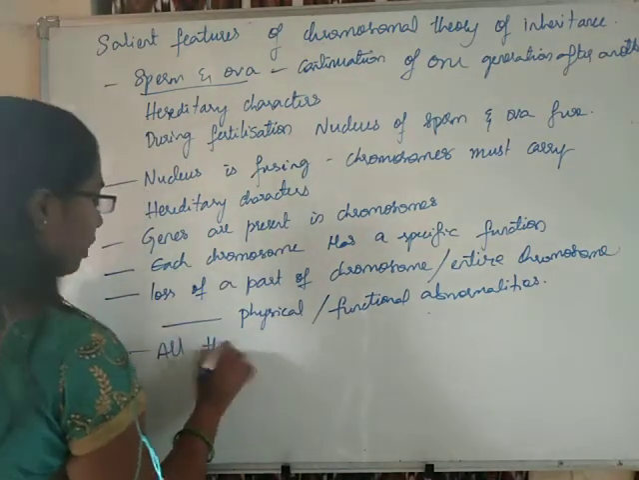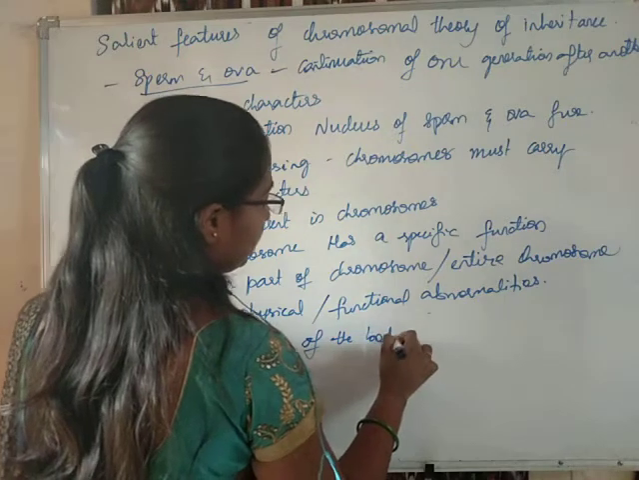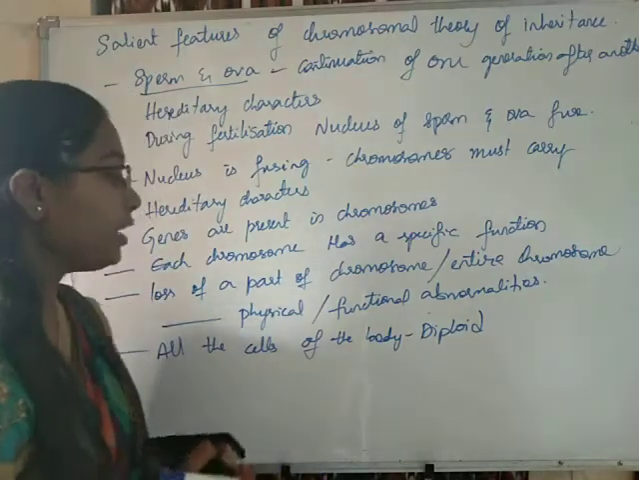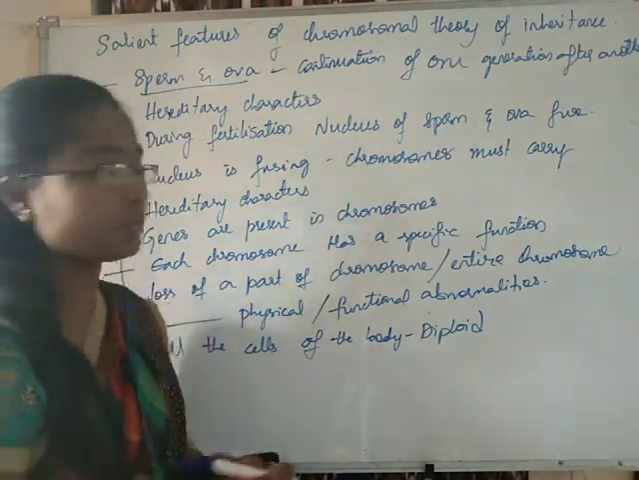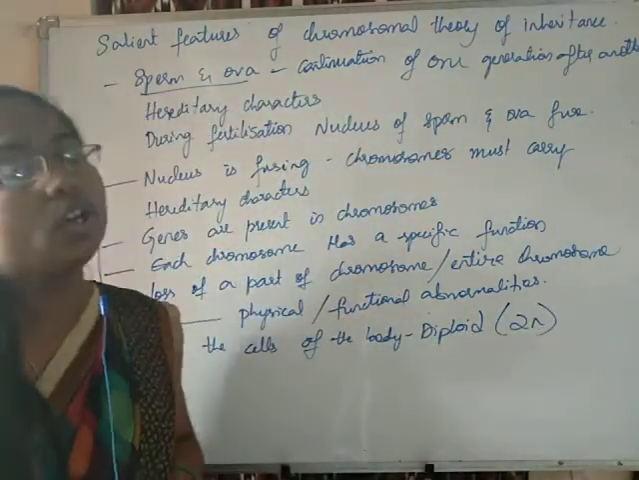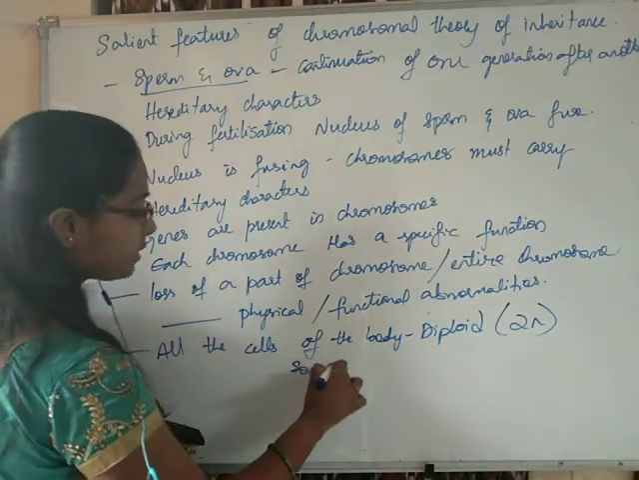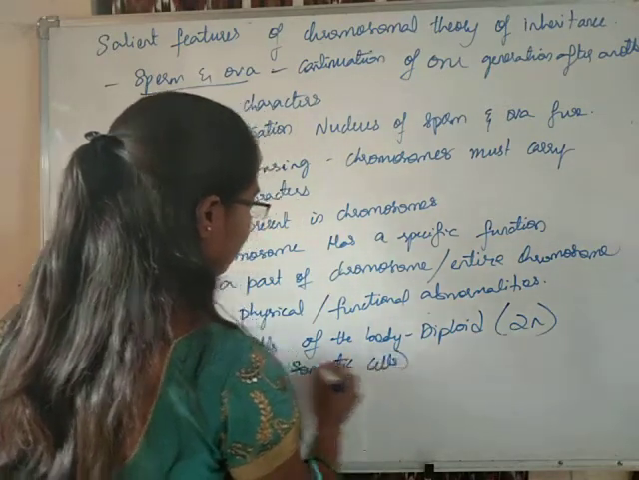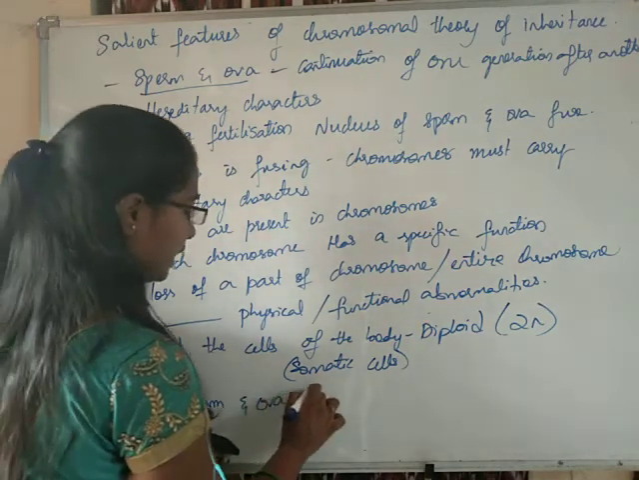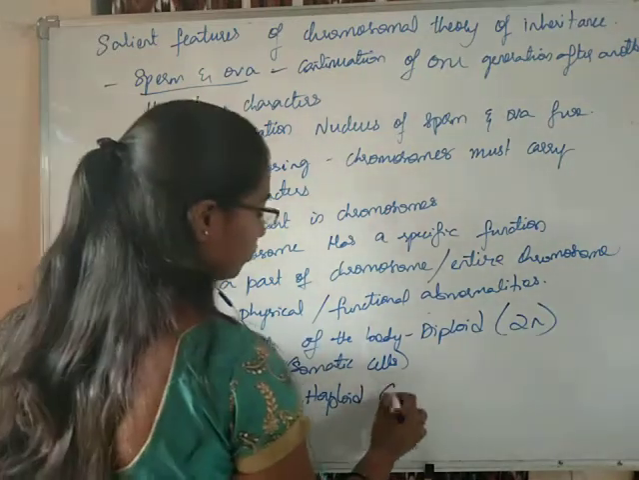All the cells of the body are diploid. Diploid means they contain two sets of chromosomes, 2n. This applies to all the cells of the body, which are nothing but the somatic cells. Whereas the sperm and the ova are haploid. They contain only one set of chromosomes.